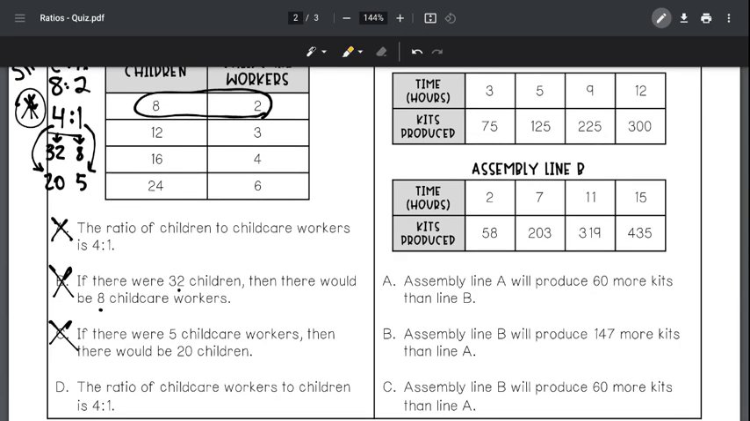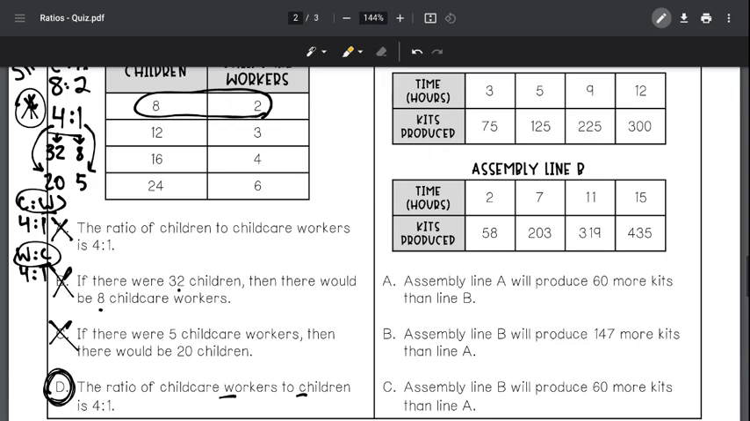The ratio of childcare workers to children is 4 to 1. We said it was children to workers was 4 to 1. D says that it's workers to children, which is 4 to 1. So they changed the order, which is bad. We don't switch the order. So that's our correct answer, D.